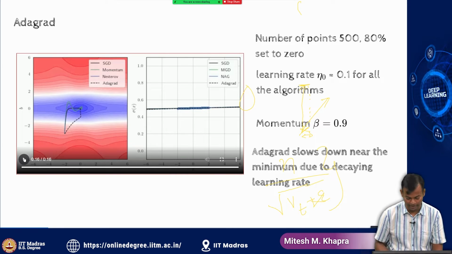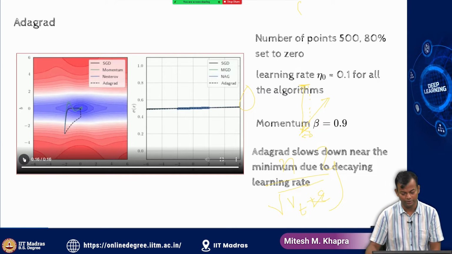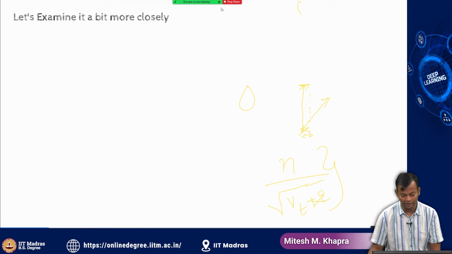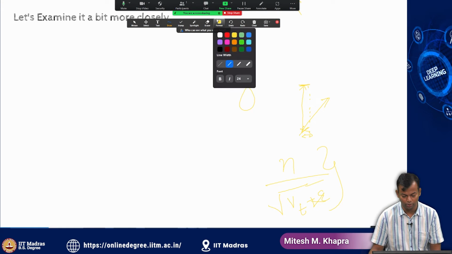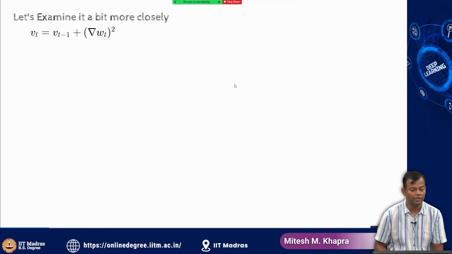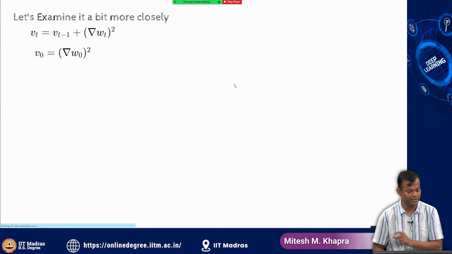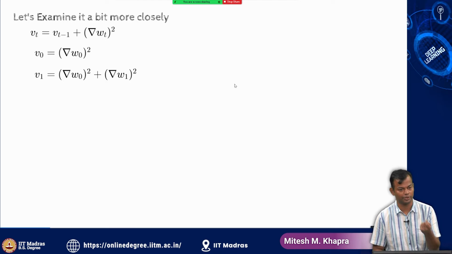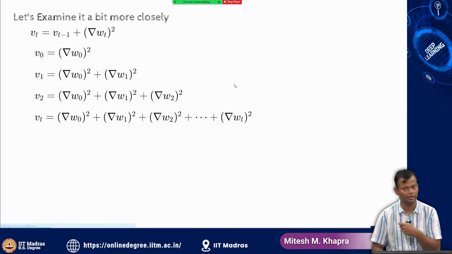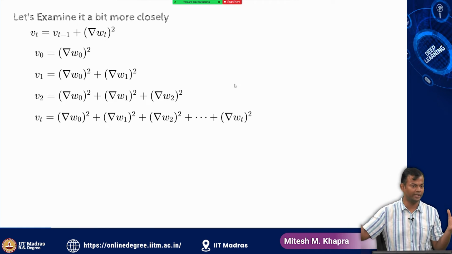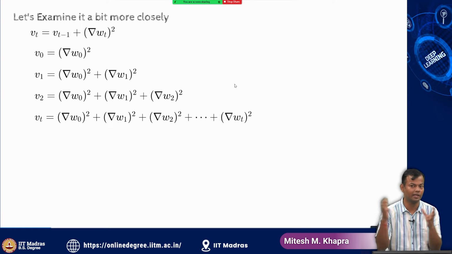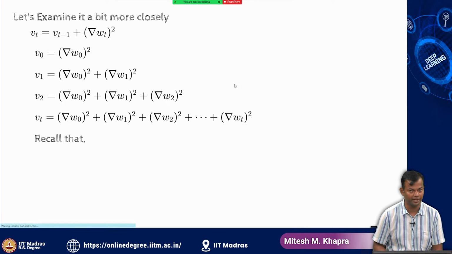So that's one observation I'm making on this slide, and we'll come back to see if we can somehow solve that problem. Okay, so now let's examine this a bit more closely. You remember that we are accumulating this history. Now V0 is delta W0 square, V1 is delta W0 square plus delta W1 square, and so on, right? So this is constantly growing. Vt is constantly growing uninhibitedly because you are adding those derivatives, right?